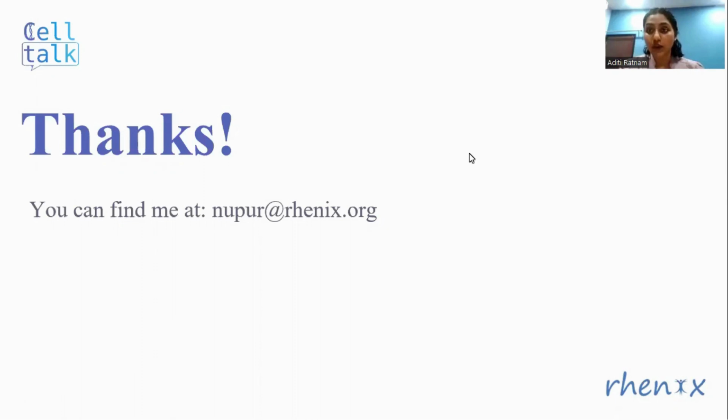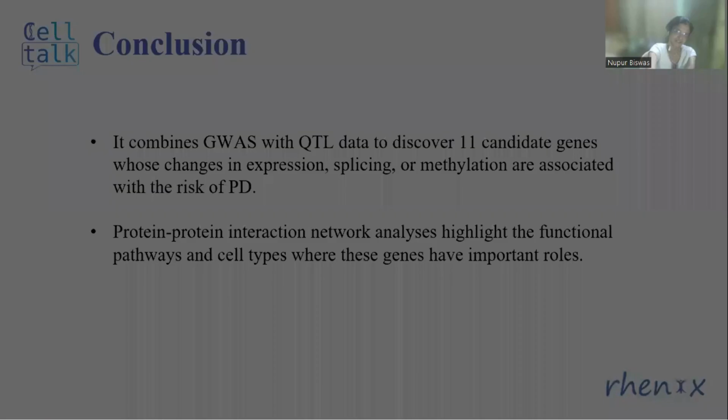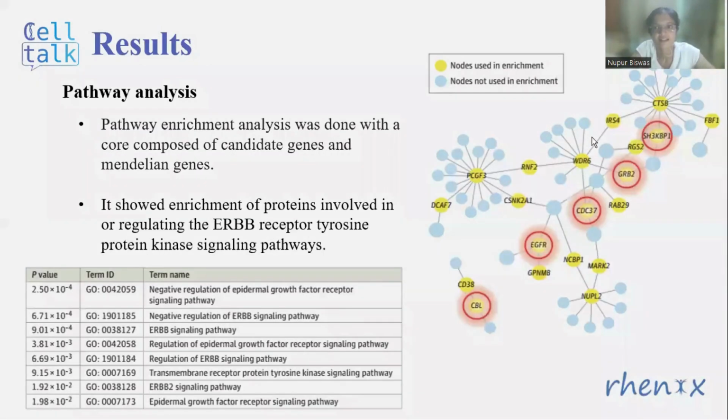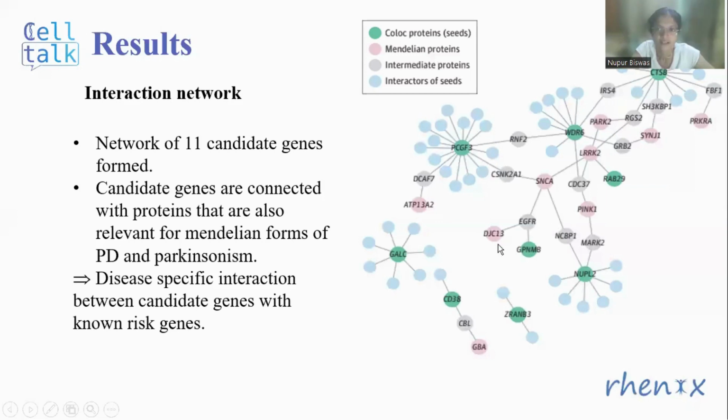I see a few questions in the chat box. Vijay asks, do these candidate gene functions overlap with any current theory for Parkinson's disease pathogenesis? Well, to explore this question, that's why they built the network analysis with the known Mendelian genes. These genes, like SNCA, PARK2, DJ-1, PINK1, these are already known Parkinson disease genes. So the new genes have strong interaction with the existing genes. I hope that answers your question, Vijay.